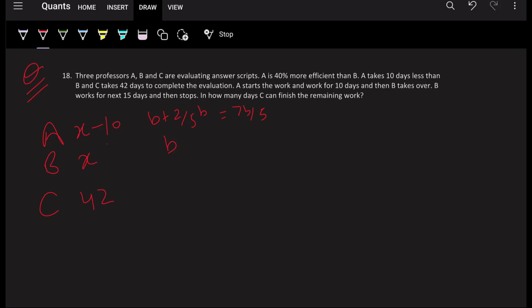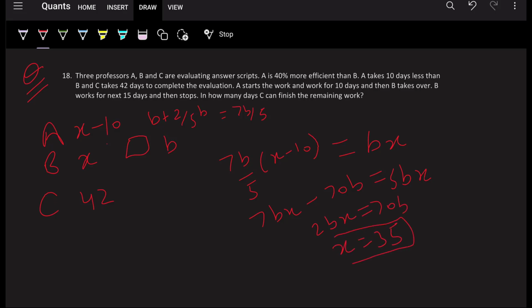Now I know the total work, and how is total work calculated? Efficiency into number of days. So from A's calculation, total work is 7 by 5 b into x minus 10, and it will be equal to b into x, which is B's total work. I will equate both these two. From here I got 7bx minus 70b equal to 5bx. So from here I got 2bx equal to 70b, and from here I got x equal to 35.